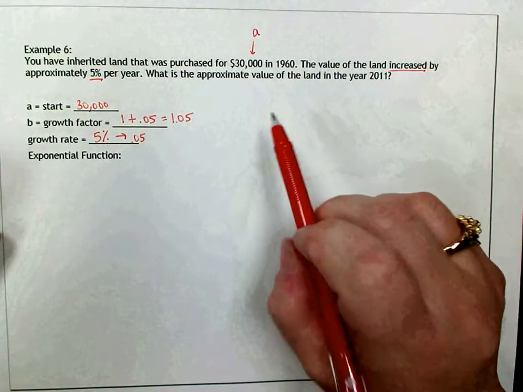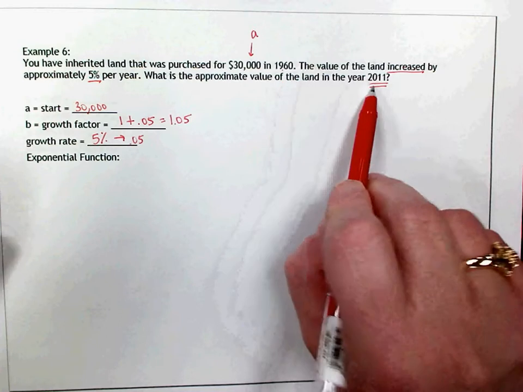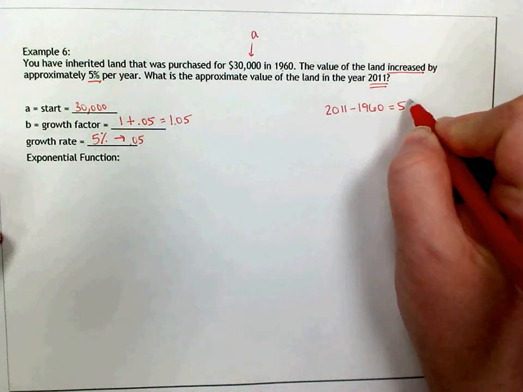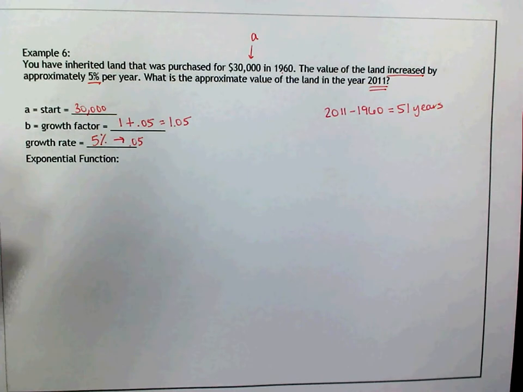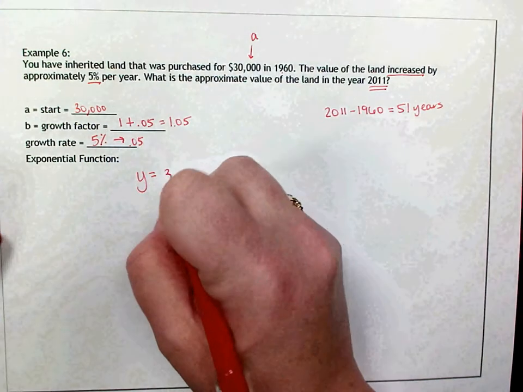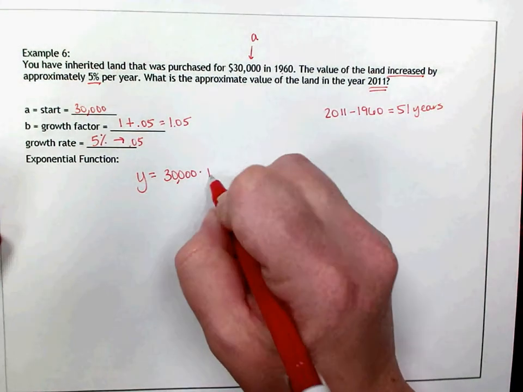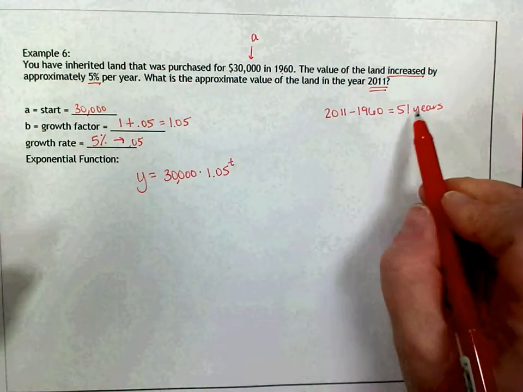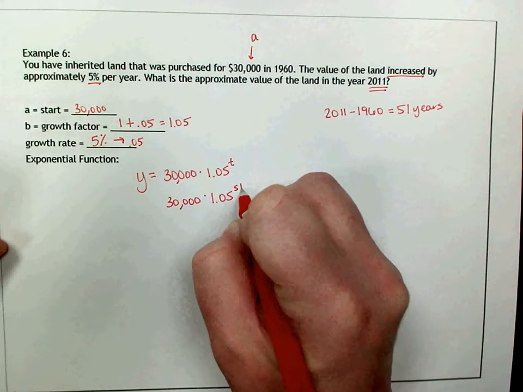We want to know the approximate value of the land in 2011. So that would be 51 years. If you do 2011 minus 1960, you'll see that that's 51 years that we're talking about there. So we're ready to write our equation. So we have y equals A, which is 30,000, times our b, which is our growth factor of 1.05, to the time value, which in our case is 51 years. So we want to put that exponent as 51.